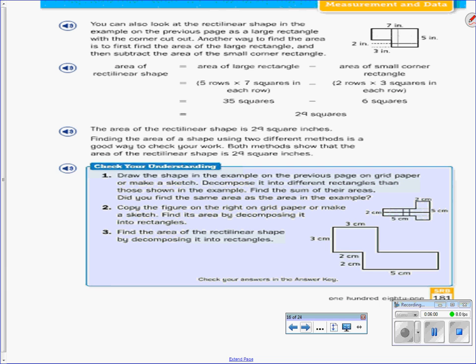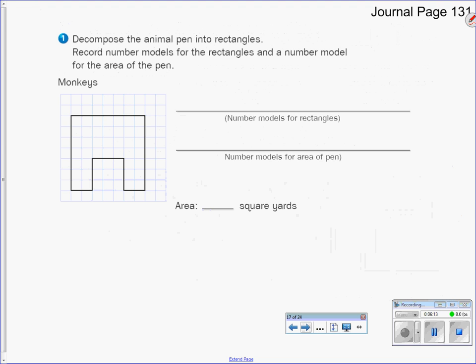And this just continues and tells you how to put it together. Okay, and then checking for understanding, here's a couple down here that you can practice on, and you can do this at home on a piece of paper. All right, so let's get out journal page 131, and let's see if we can work on a couple of these together.